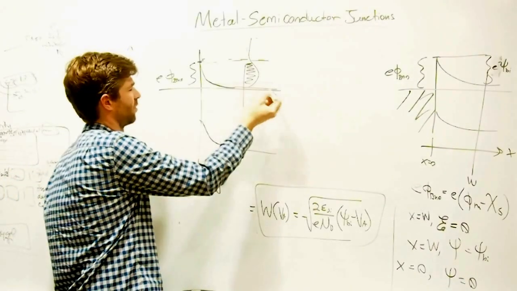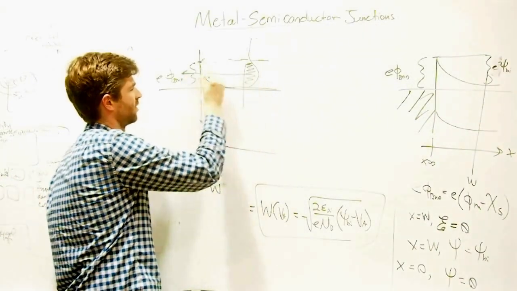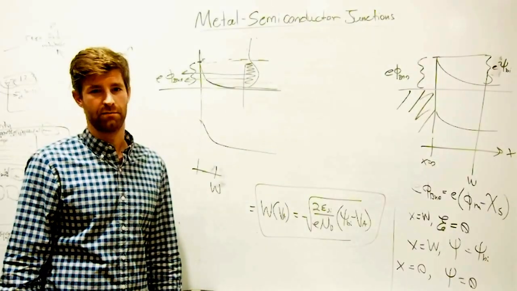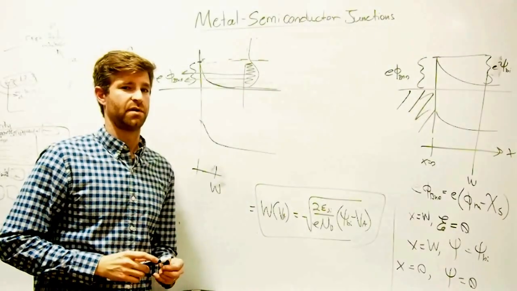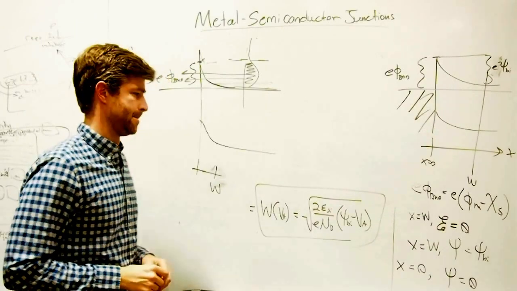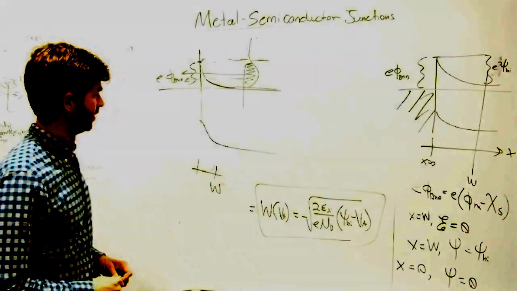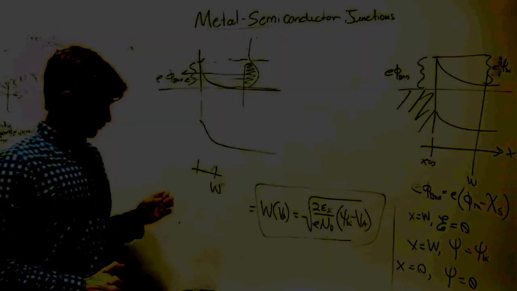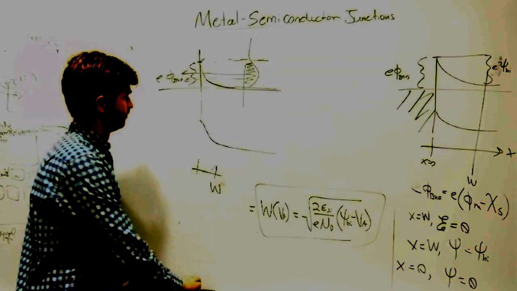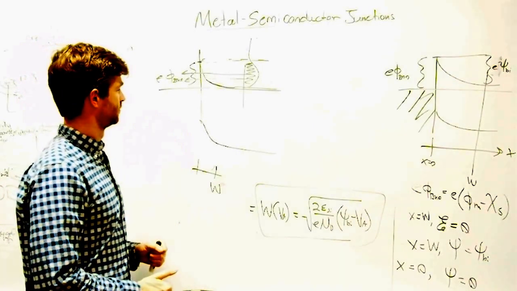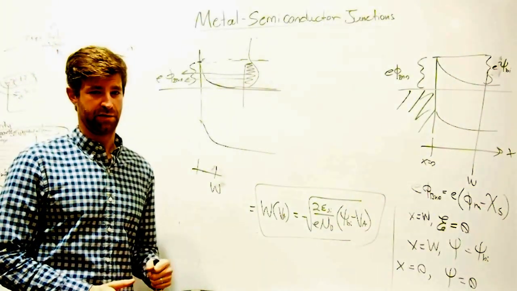However, because this barrier is so small, electrons can simply tunnel right through very easily, right? And this is based off of the tunneling coefficient. And I can always derive that in another lecture if you guys want. So that is tunneling in a metal-semiconductor junction.